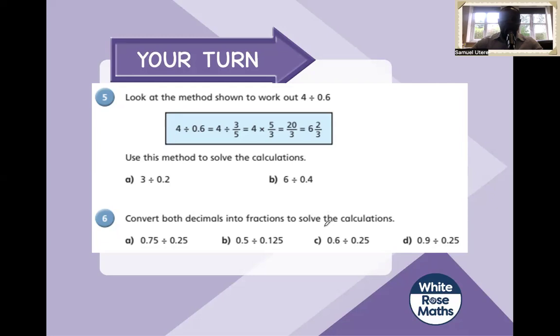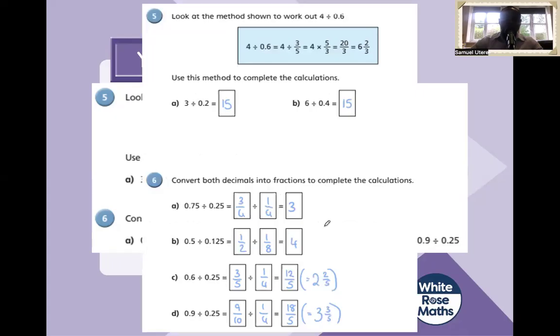Assuming you've paused the video and you've answered the questions, here are the answers. Let's discuss them. So here you were asked 3 divided by 0.2. 3 divided by 0.2 is the same thing as 3 divided by 2/10. Okay, 0.2 is 2 over 10. And we know that it's the same thing as multiplying by the reciprocal. So this becomes 3 times 10 over 2, which is 30, divided by 2, which will be 15.